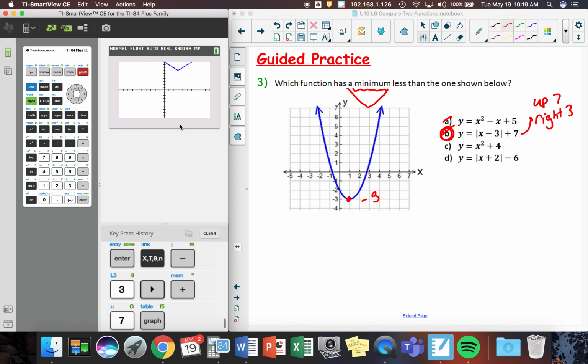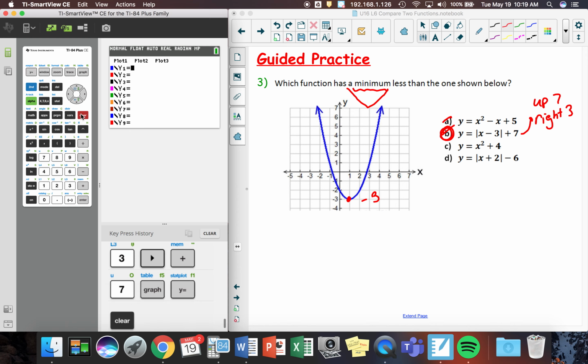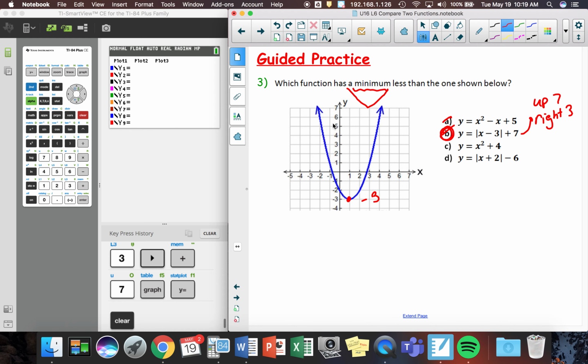So that doesn't work. Next one is x squared plus 4. Same thing with the transformation laws. We know what x squared looks like. So it's going to have a U shape like this. And since it's going to be plus 4, I know that it's going to go up 4 right here. That's still not lower, so I'm going to cross that one out.